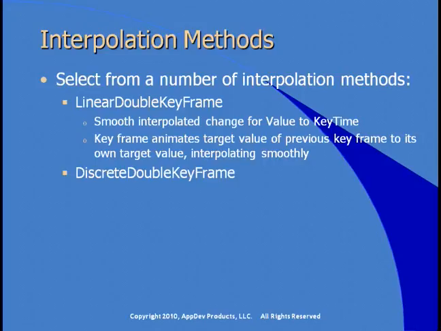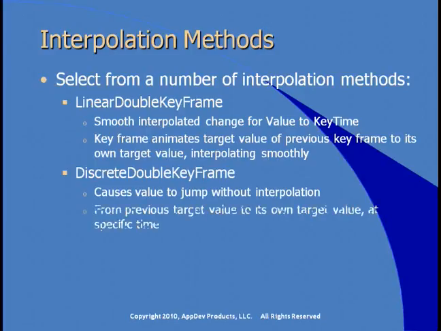There's also discrete double keyframe. This one causes the value to jump without interpolation. So if you used a discrete double keyframe, and the previous keyframe had the width of the button at 100, and the current keyframe has the width of the button at 200, if you're using the discrete double keyframe for interpolation, it would just magically jump from 100 to 200 at 2 seconds. You're jumping from the previous target value to this keyframe's target value at the specific time.